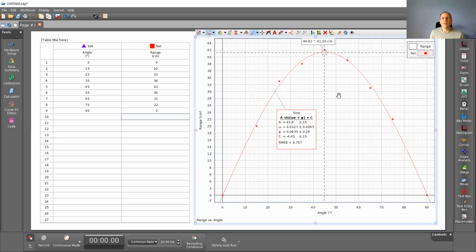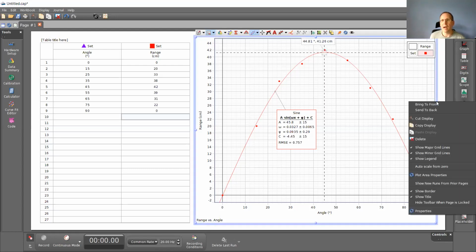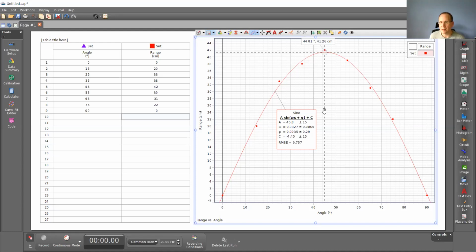Great, that's it. So what it's saying is that the maximum range is this value, right? But that's just the y coordinate here, the 41.26 from the coordinate tool, and that will print out when you print out your graph. And the angle at which it occurred is right here, 44.81 degrees. So you'll have both those values. Now you would do the normal: copy display and paste this into your lab report, knowing that you want to record those values.